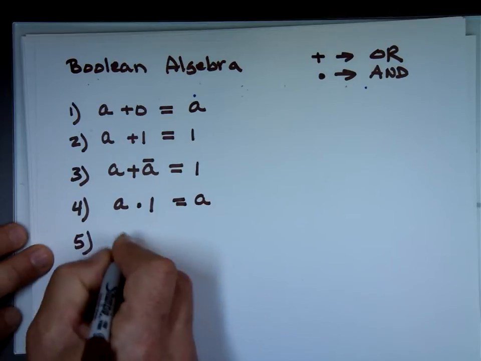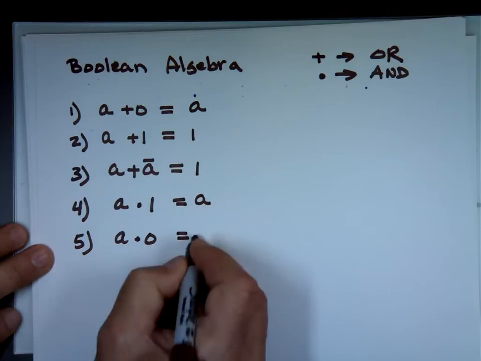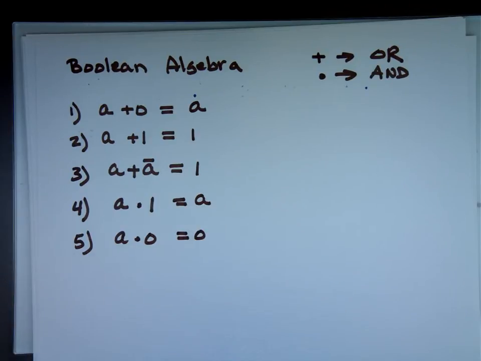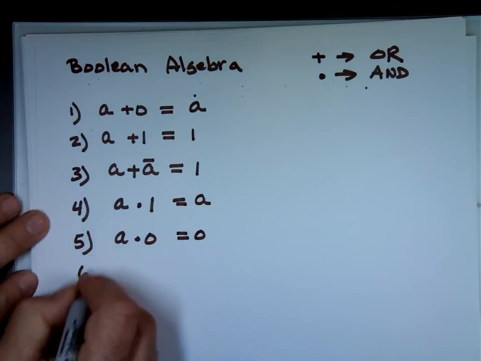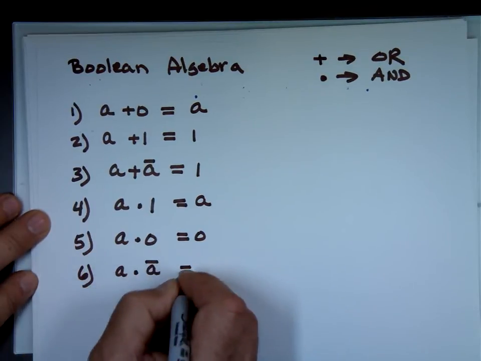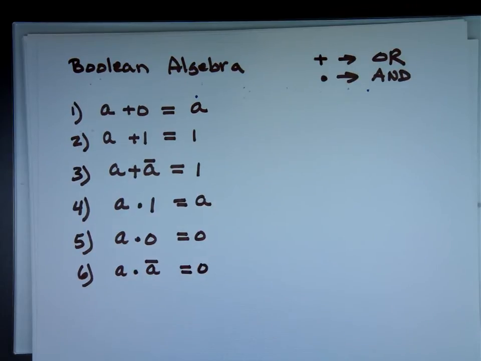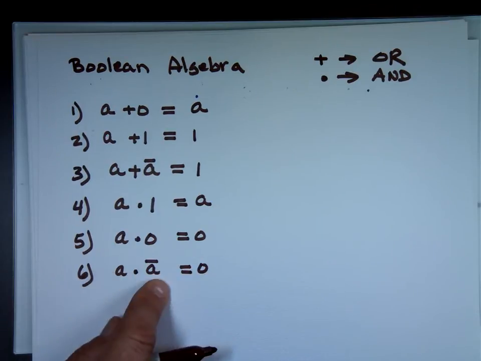What is A and 0? 0. That's 0. Yep. What is A and A not? 0. Very good. If A is 1, A not is 0, and if A is 0, A not is 1. The result is 0. Question: what does A not stand for again? The complement. So if this is 1, that's 0. If this is 0, that's 1.